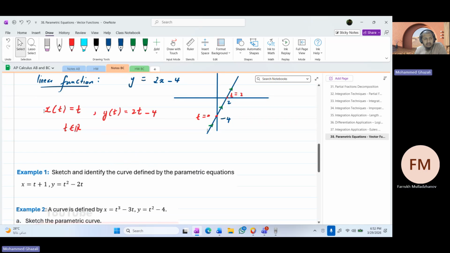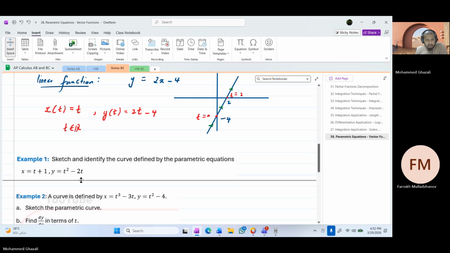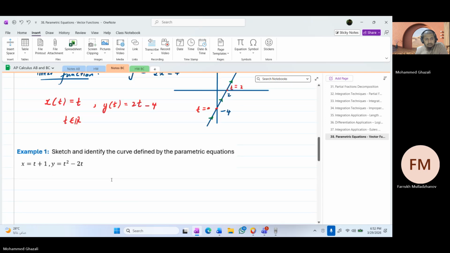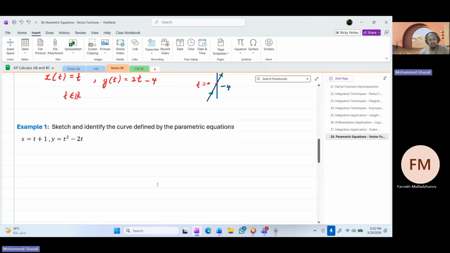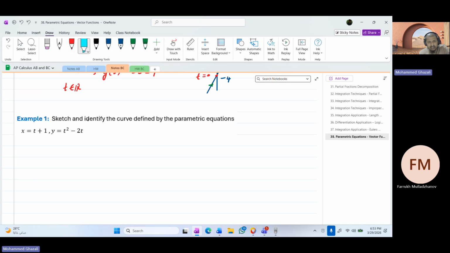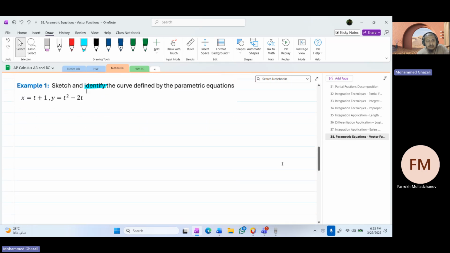Very good, so okay, let's look at this example here. Let's sketch this parametric curve. All right, I want to sketch this parametric curve. So sketch and identify the curve defined by the parametric equation. The set must identify as well. So it's possible that it can also be written in a Cartesian form, right? This is a parametric form, that's a Cartesian form, okay? So Cartesian means X and Y.